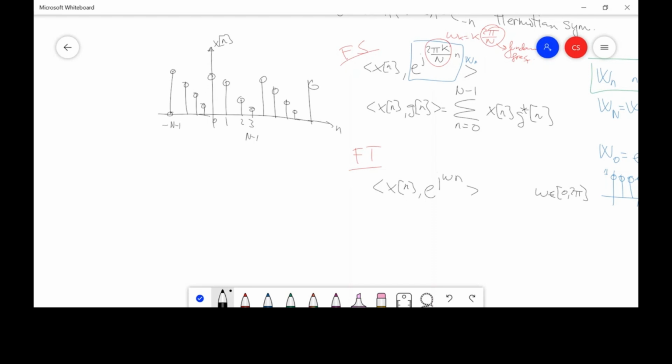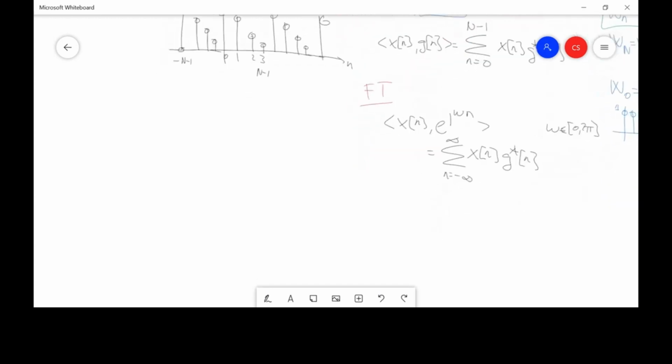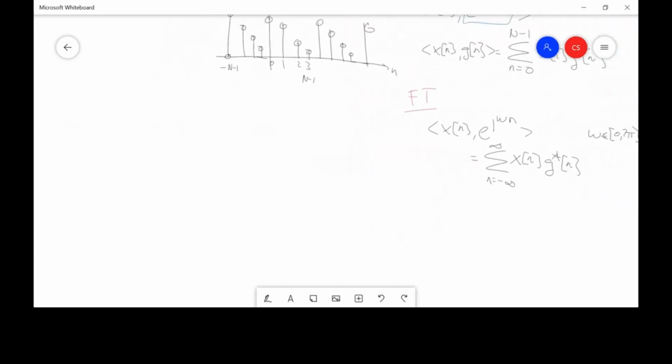And that is defined, and we have to define the inner product. So now the inner product goes from minus infinity to infinity, of x of n and then this time g, where g is this exponential. But now we go from minus infinity to infinity. Okay, so what does it mean in terms of plots? Let's say that you have a signal like this. So you have this typical signal.